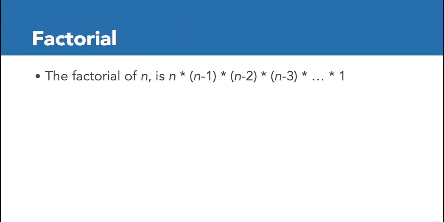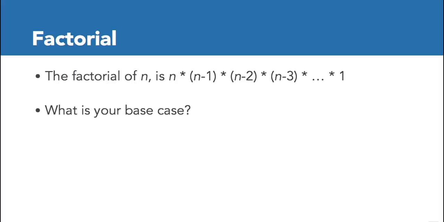Next, let's talk about factorial. Factorial is a classic example of a recursive procedure. To find the factorial of any number n, you would say that the factorial of n is n times n minus 1 times n minus 2 times n minus 3, all the way until the value of n minus some number is 1. So that tells us what our base case is. What is your base case? It's when the value gets to 1.